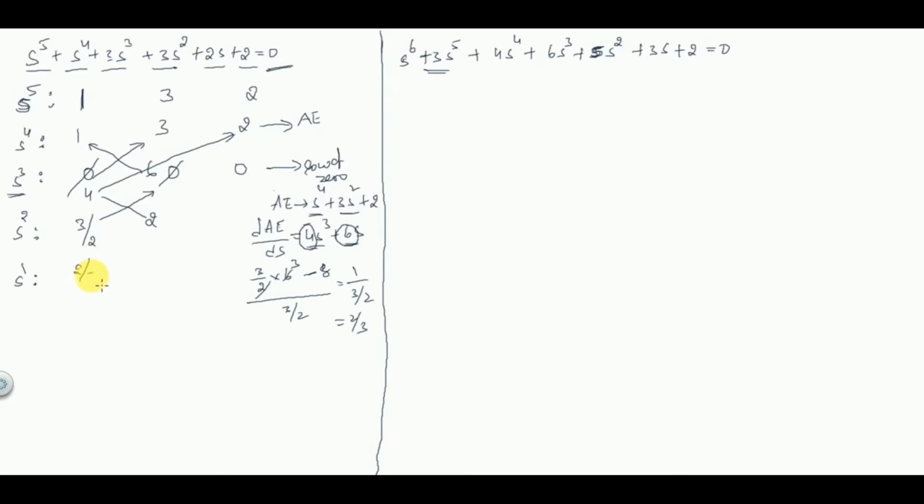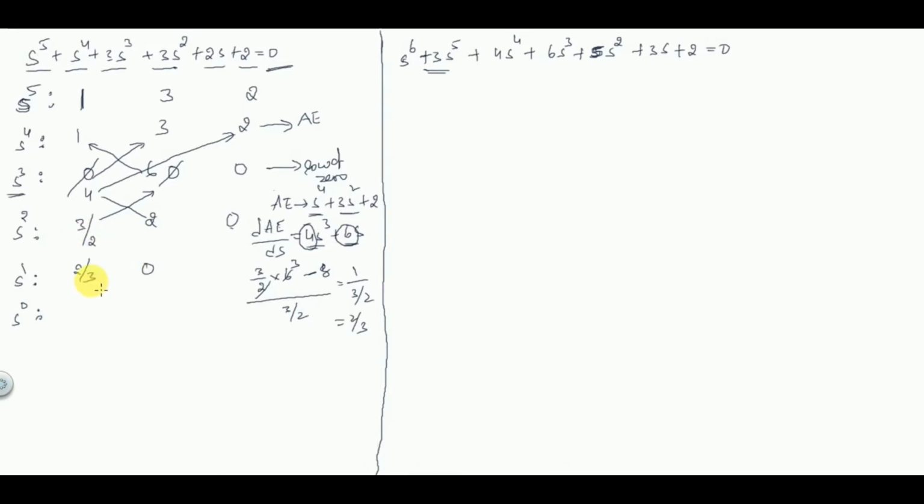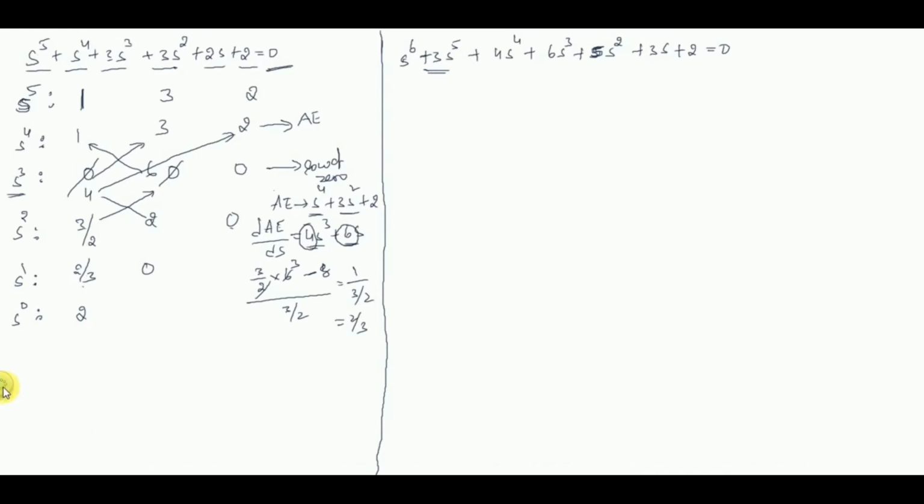So this becomes now 2 by 3. Anyhow, this is 0 because there is no element here. So 3 by 2 into 0, 0 into this is also 0, so totally 0. S power 0: 2 by 3 into 2, minus 0 into this is 0, so 2 by 3 into 2 divided by 2 by 3. So you'll get 2 here.